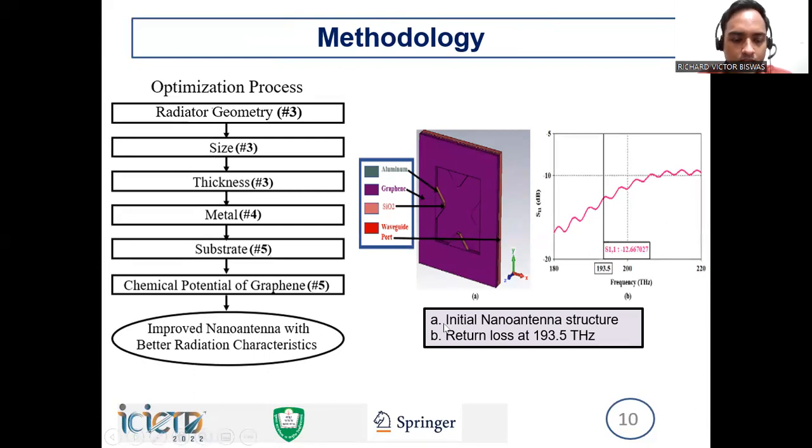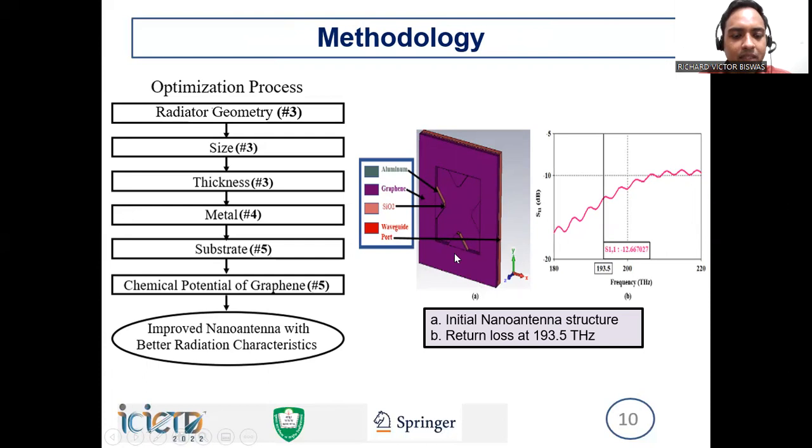Figure A shows the initial design of the waveguide-fed hybrid graphene plasmonic nanoantenna, having a combination of aluminum, graphene, and silicon dioxide, and a waveguide port has been used to excite it.